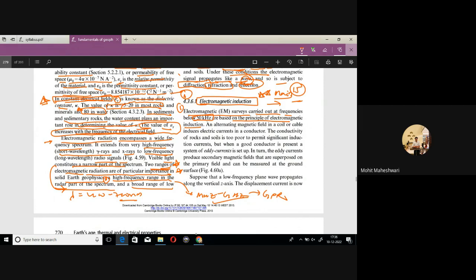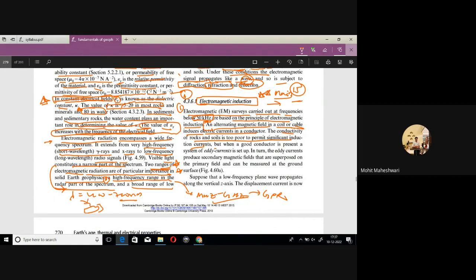What happens in the method is given there. An alternating magnetic field in a coil, or you can take a cable also, induces an electric current in a conductor. Let's say you have a conductor and you are supplying some alternating magnetic field through the coil or cable, then it will induce an electric current in the conductor. The conductivity of rock and soil is too poor to permit significant induction current. If there is a rock, the current will not pass through it.